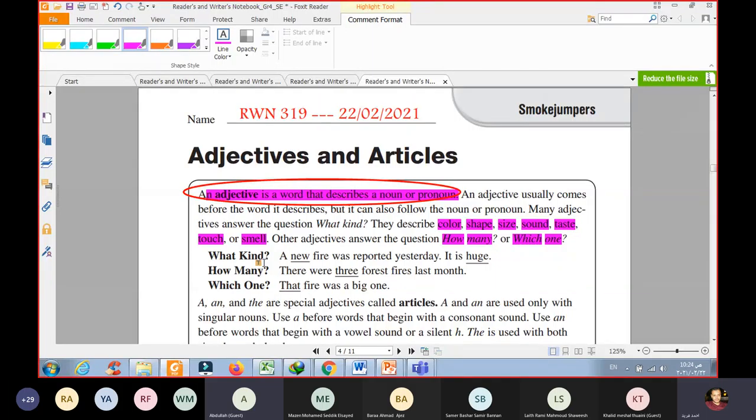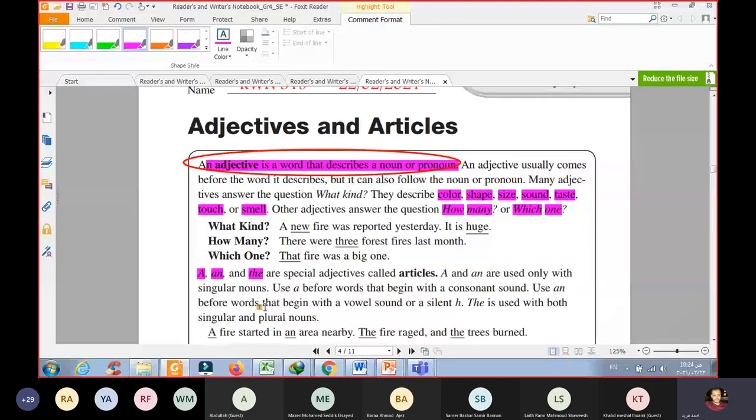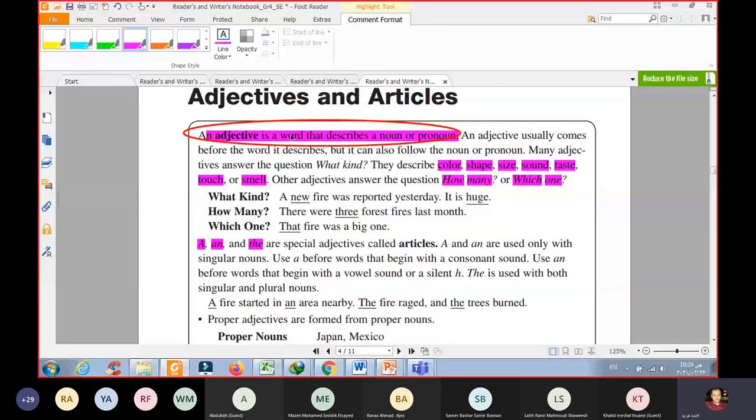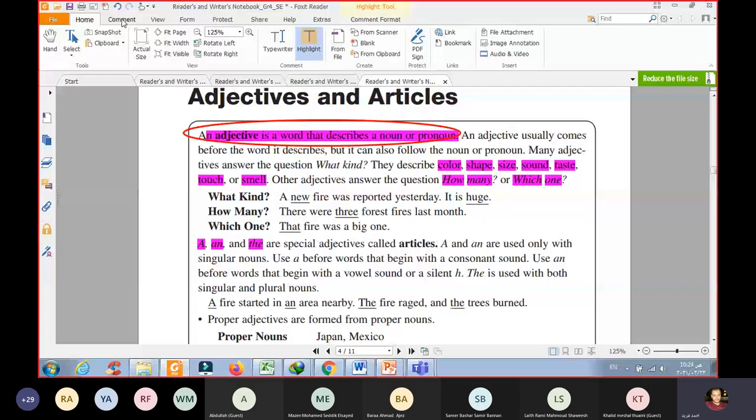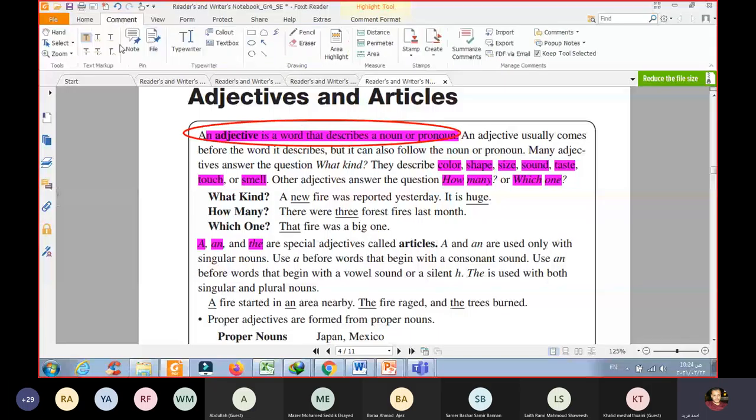Okay. Now it's my time. There are special adjectives called articles. So a or an or the, they are considered like adjectives, but they are called articles. So let me highlight it also, we need it. They are called articles and are used only with singular nouns. I think you know that from before.